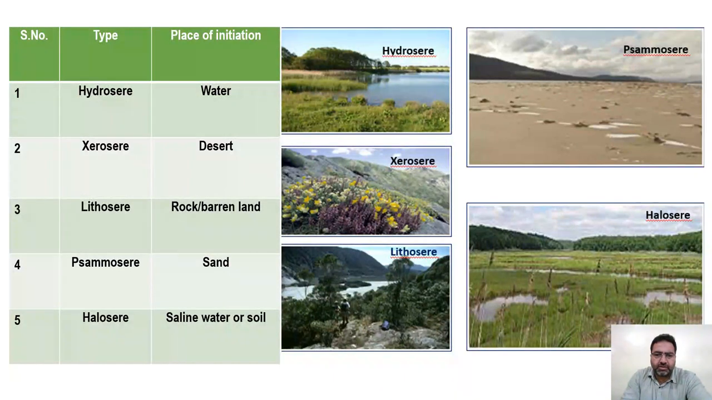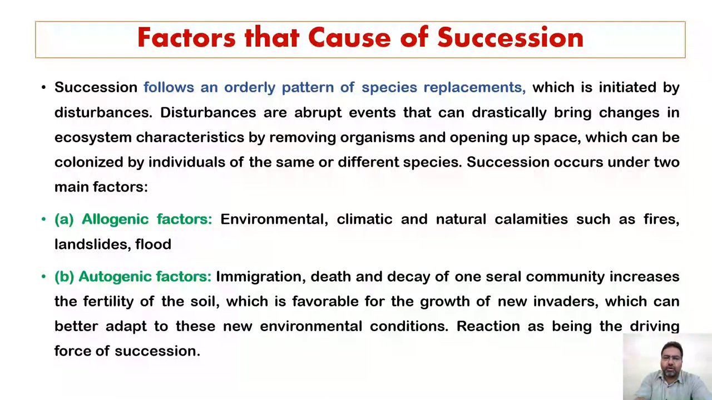I was last time telling you that when there is a succession in fresh water, we know it by the name of hydrosere. If it is on sand, we call it psammosere. If it is in the desert, it's called xerosere. If it is on rocks, we call it lithosere. If it is in brackish water, or you can say salt water, we call it halosere. So now, what are the factors that cause succession?